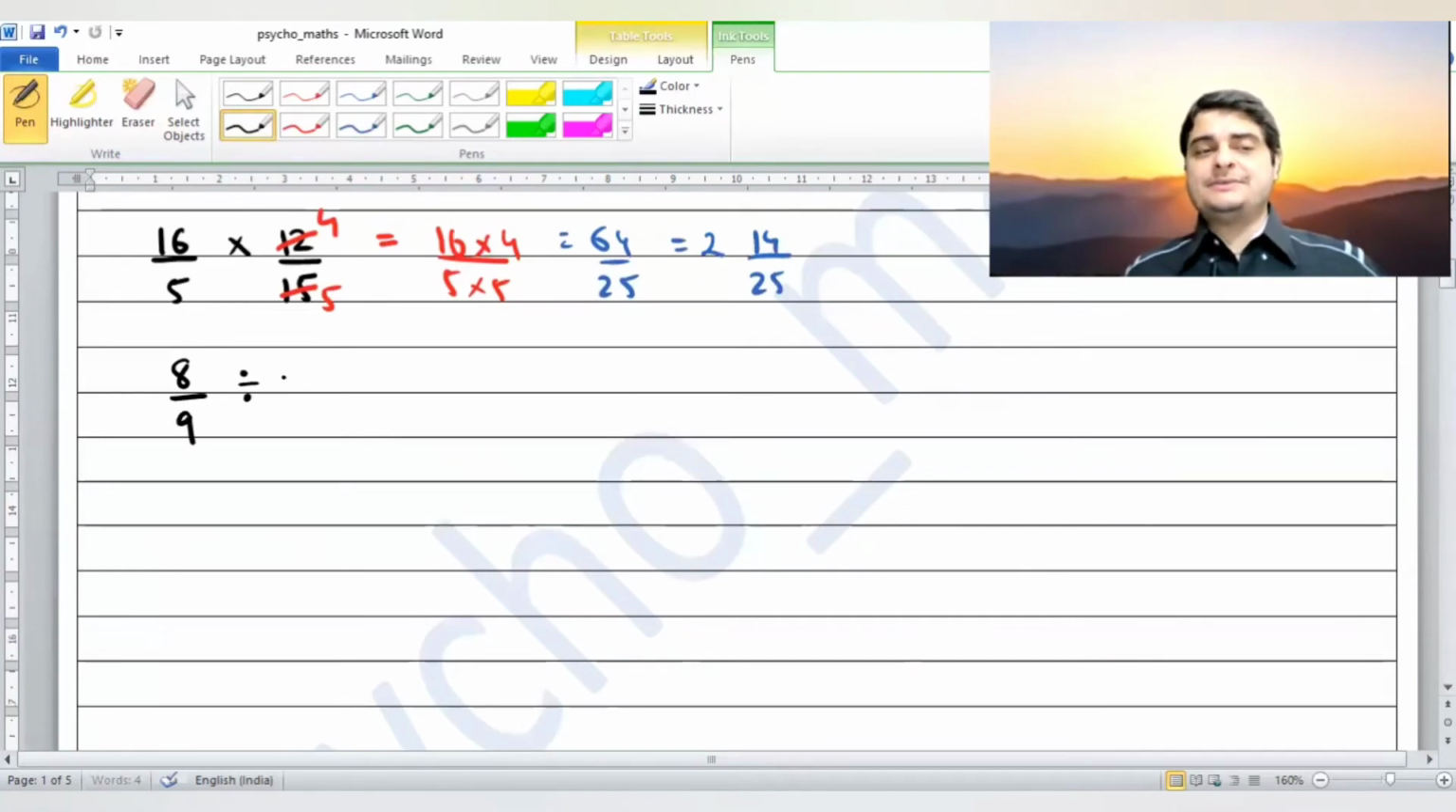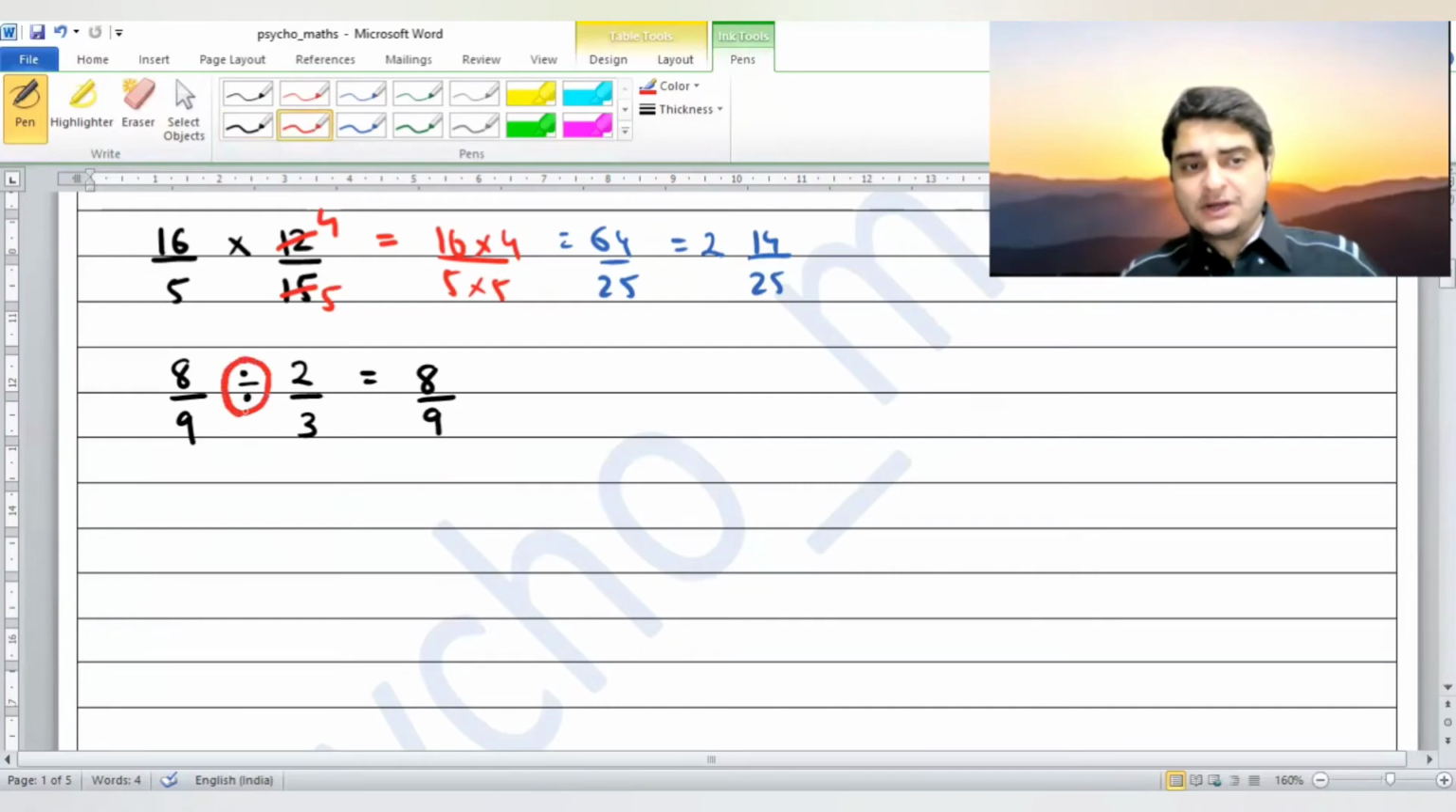This fraction is to be divided as 2 by 3. Now check how we need to work it out. First, apply the basics. 8 divided by 9. Now to convert this sign of division, we need to reciprocate it. Yes, we need to reciprocate it.